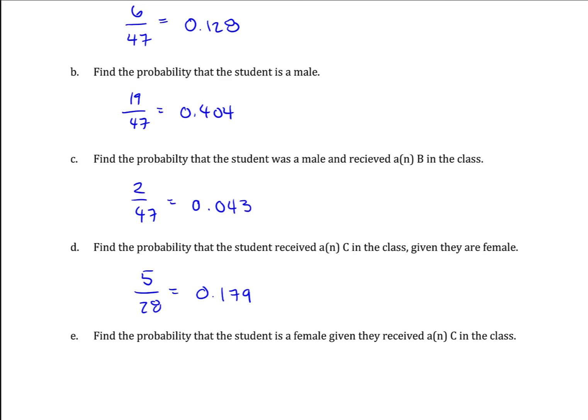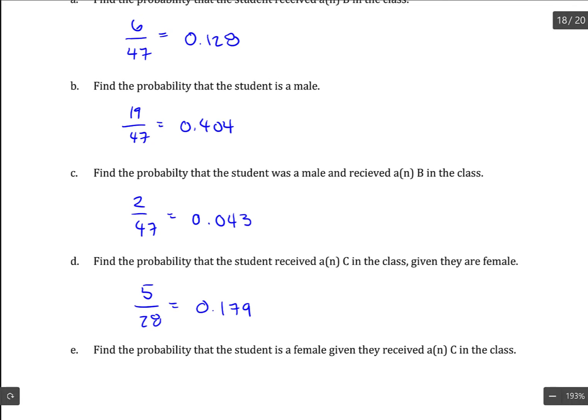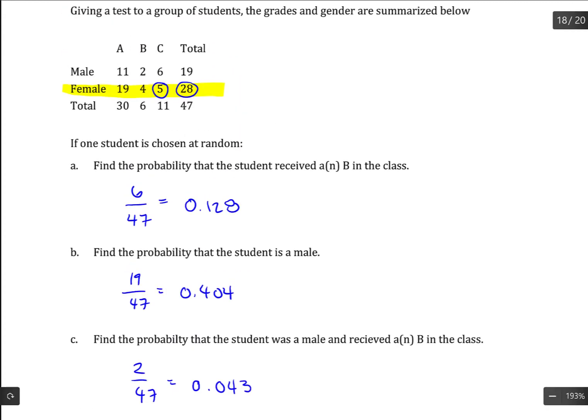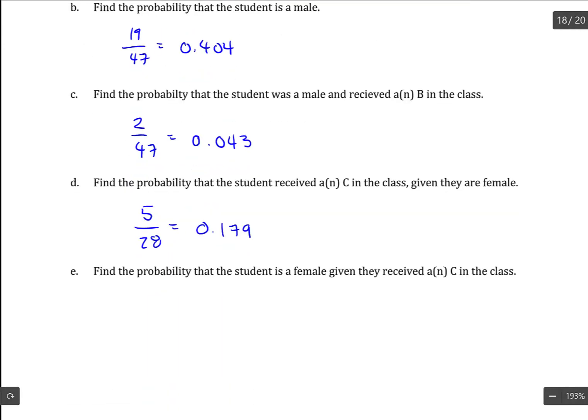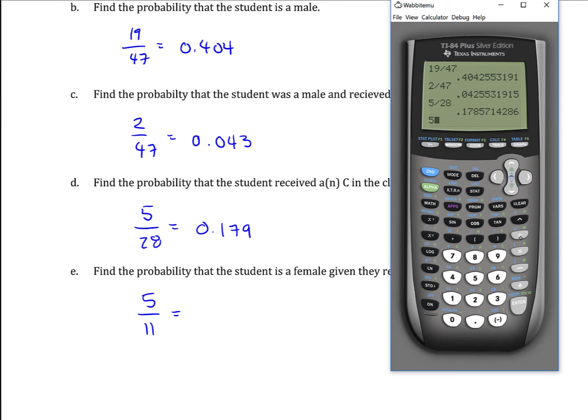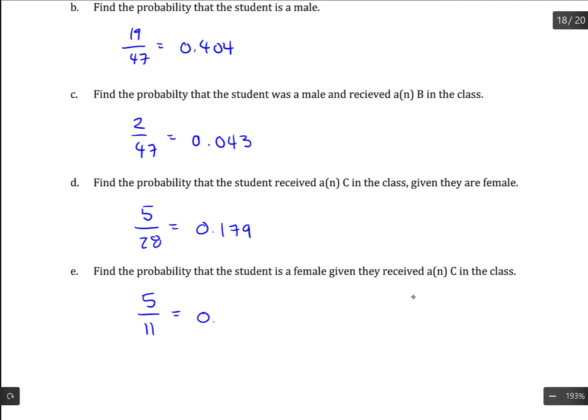Find the probability that the student is a female given that they received a C. So this looks like the same, but we've swapped the order of the events, and that makes a difference. So the probability the student is female given they received a C. So if we know the student received a C, that means they're in this group. So that's what's given now. Of that group, the probability of a female is 5 over 11. So 5 over 11 is 0.455.